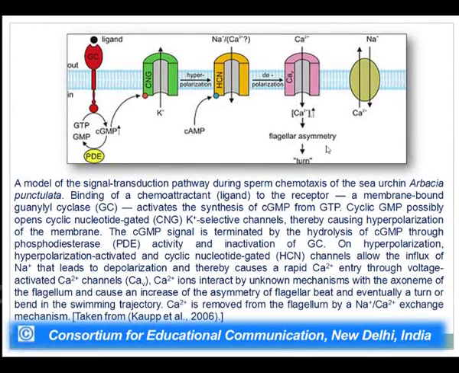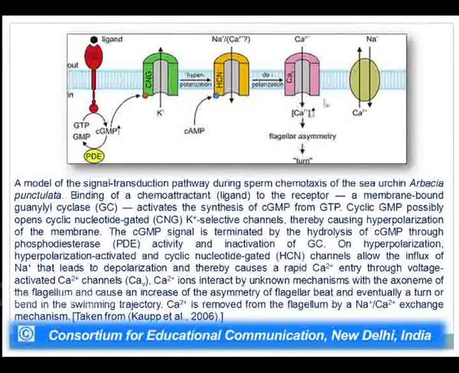Calcium ions interact by some unknown mechanism with the axoneme of the flagellum and cause an increase of the asymmetry of the flagellar beat and eventually a turn or bend in the swimming trajectory. So wherever the sperm is moving, it causes a bend, and therefore it orients itself towards the direction of the egg. Calcium is removed from the flagellum by the sodium-potassium exchange mechanism. So this is how the movement now takes place.